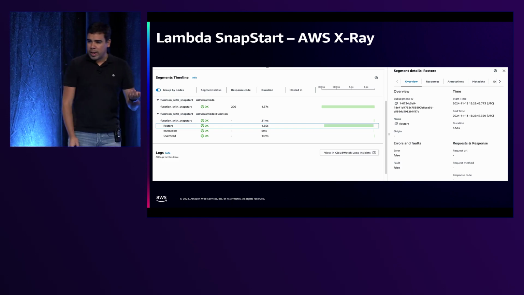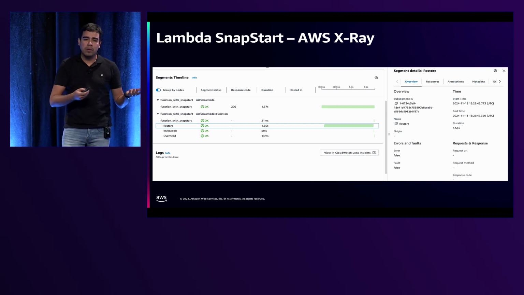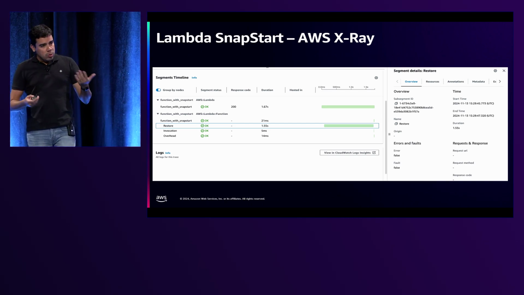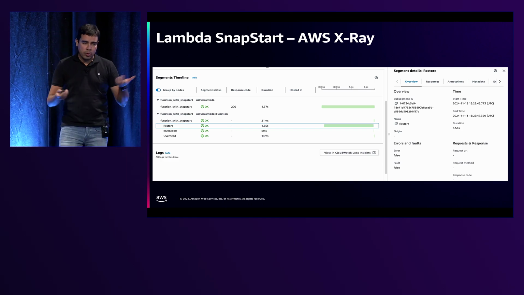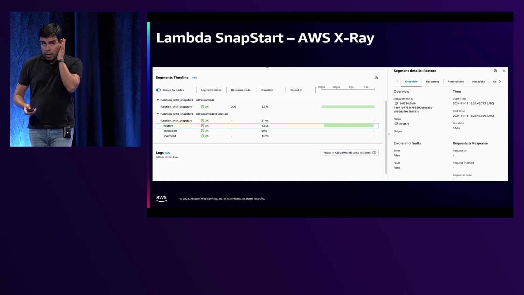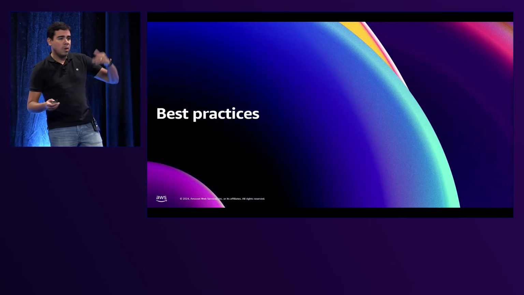For those that are already using X-Ray with the on-demand invocation model, you see the init time. When you use SnapStart, you can see the restore time. This is a different metric, but you can still observe that. You can also use the Lambda telemetry API if you want to report in JSON or query that.